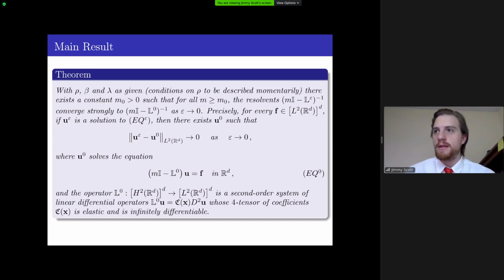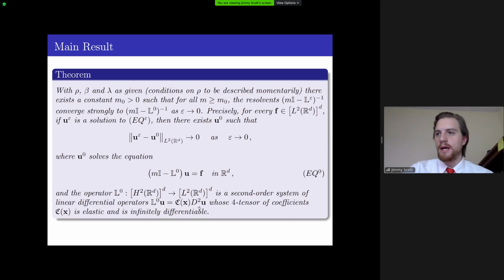We're able to prove that solutions converge in L2, where u epsilon is a solution to the positive definite operator associated to this peridynamic formulation in the case of heterogeneities, and those converge to u0, where u0 solves a classical second order local differential equation. The form of that local differential equation is closely related to the Lamé-Navier equation.